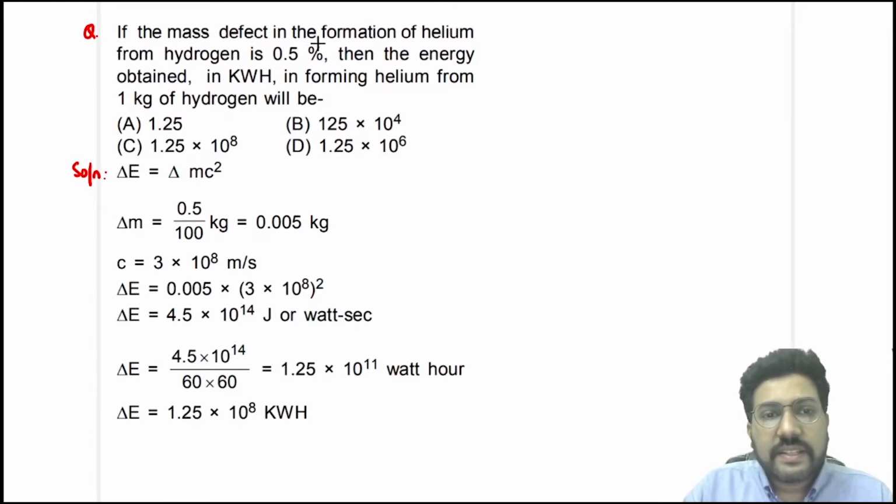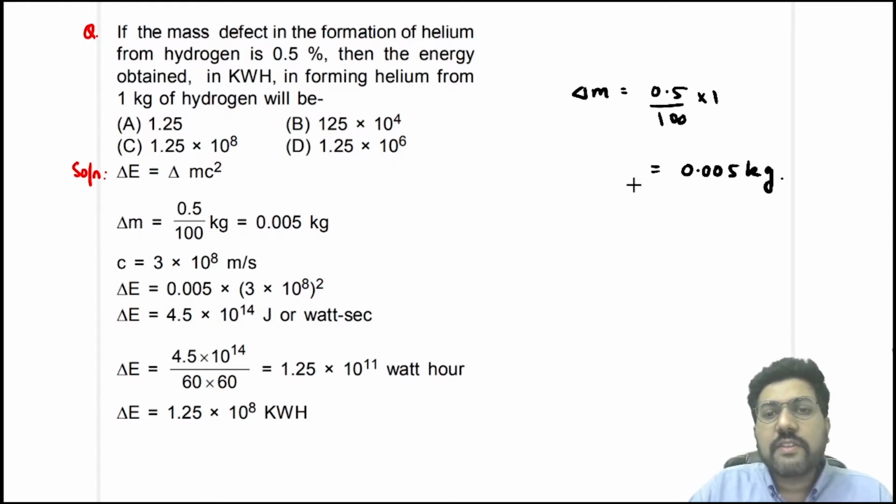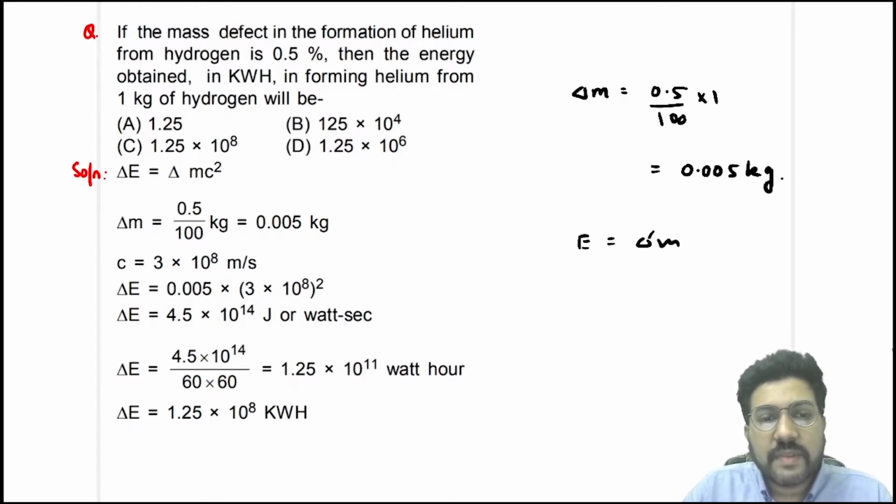If the mass defect in the formation of helium from hydrogen is 0.5%, then the energy obtained in kilowatt hour in forming helium from 1 kg of hydrogen will be? Okay, so what they are saying in this question is, if the mass defect is 0.5%, that means the mass has changed by 0.5%. That means delta M is equal to 0.5 divided by 100 into 1, which is equal to 0.005 kg. So this is the mass defect. Now once you get the value of the mass defect, the energy released will be delta M multiplied by C square.